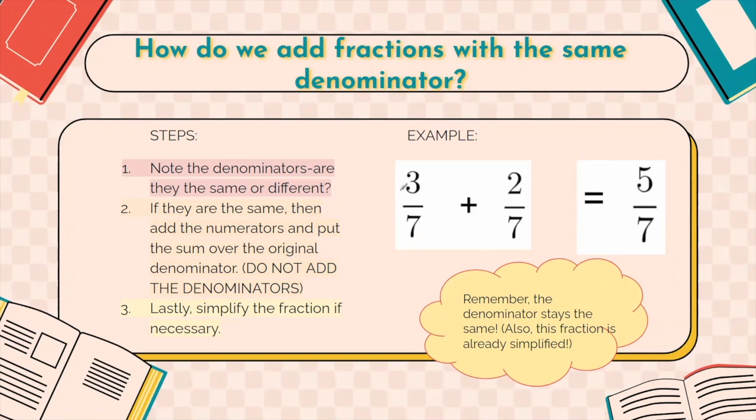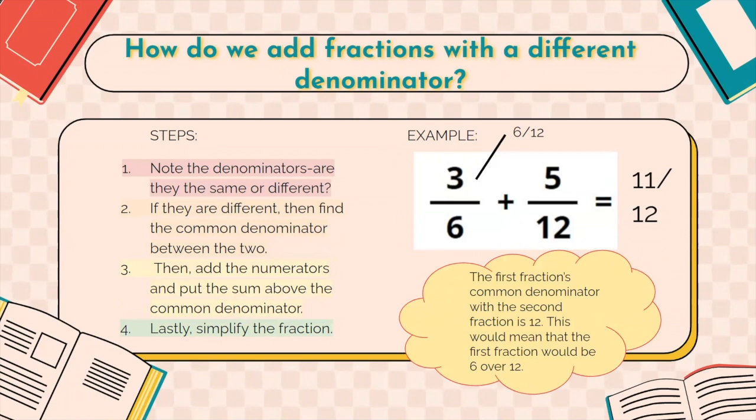So in this example, we have the equation 3/7 plus 2/7. Since the denominators are the same, all we have to do is add 3 plus 2, which equals 5. So the answer for this equation is 5/7. A note is to remember that the denominator stays the same, and this fraction is already simplified, so there's no need to simplify it further.